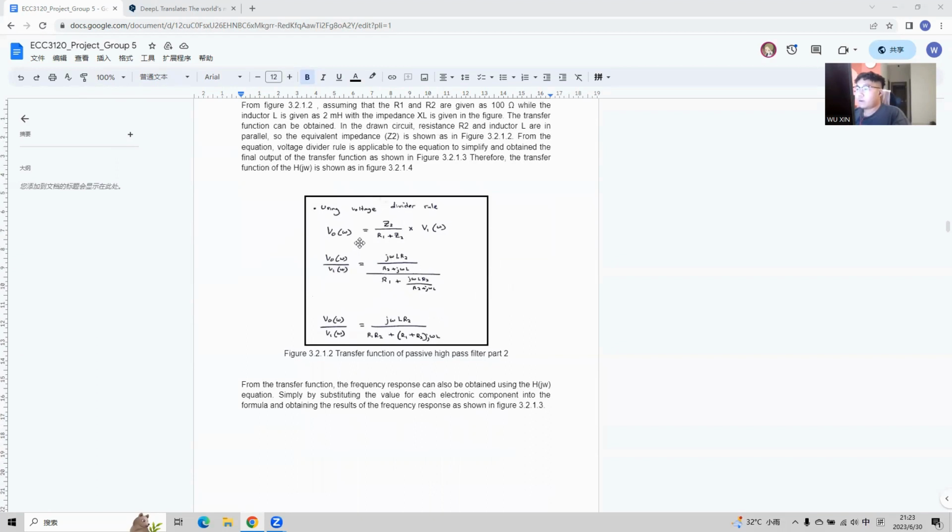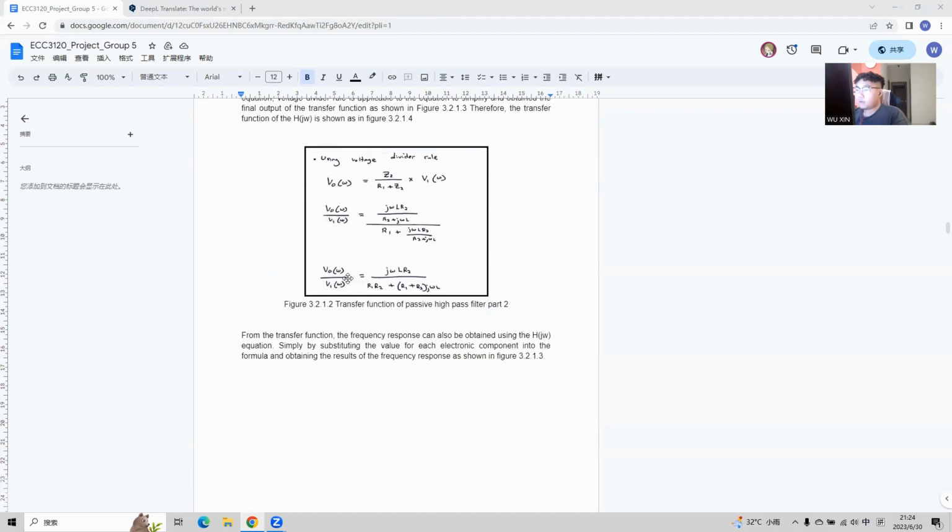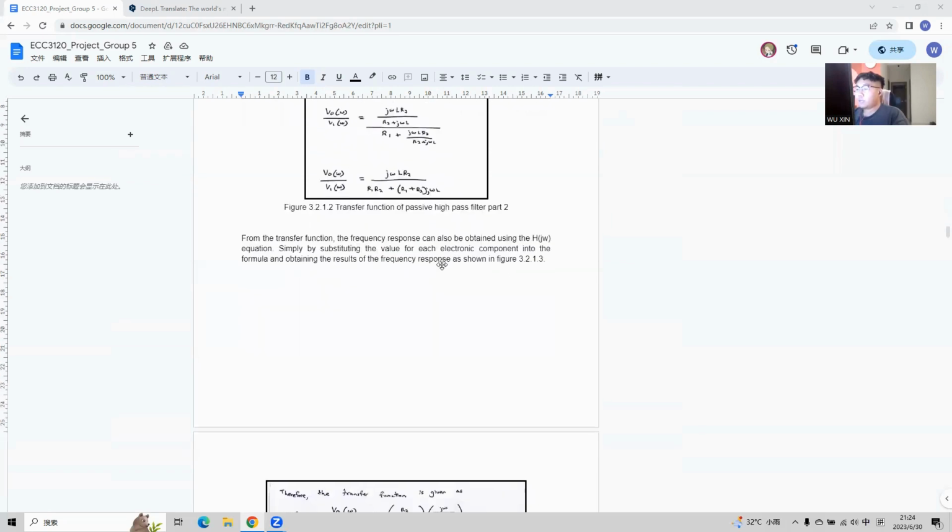Using the voltage divider rule, we know V0(omega) equals Z2 over R1 plus Z2 times V1(omega). Then V0(omega) over V1(omega) equals j omega L R2 over R2 plus j omega L, over R1 plus j omega L R2 over R2 plus j omega L. Then we get V0(omega) over V1(omega) equal to j omega L R2 over R1 R2 plus (R1 plus R2) times j omega L.